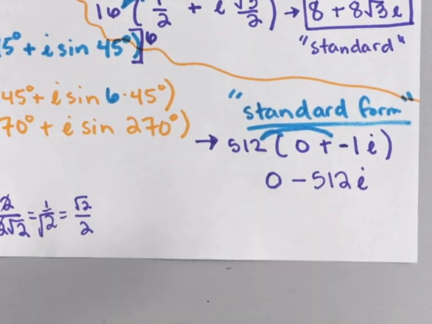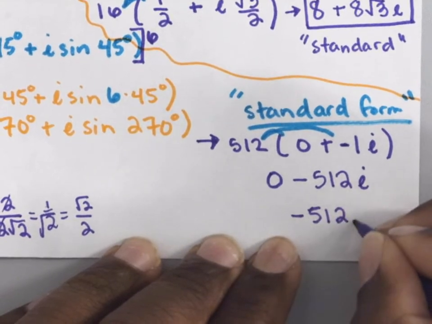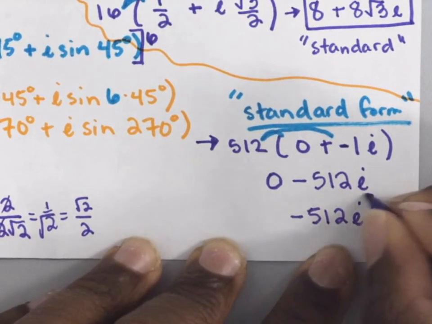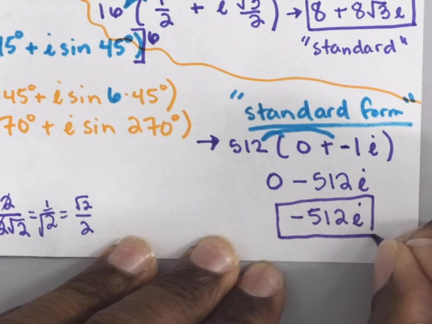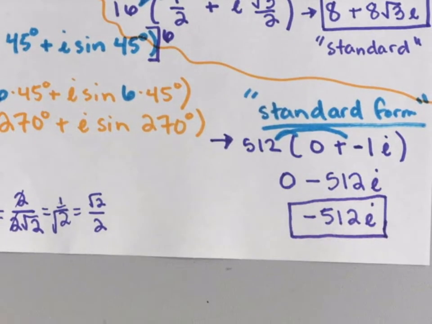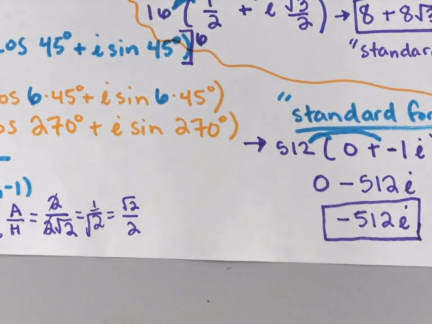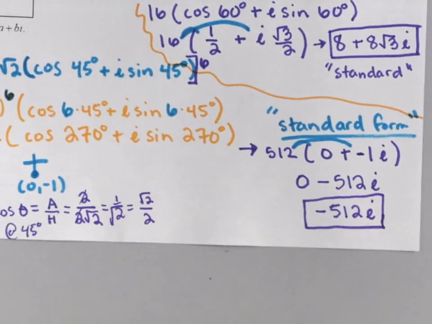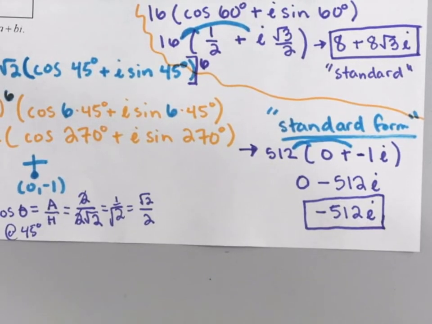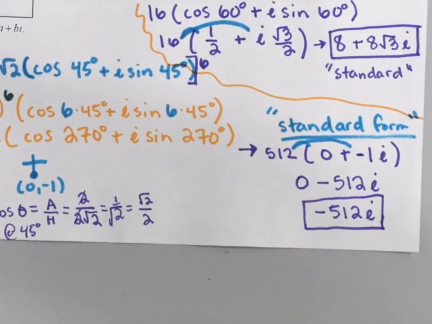So you can leave your answer like this, or you can go ahead and just write it as an imaginary number, because you don't really need the 0. 0 minus. All right, so this is my answer in polar. We just converted it to standard form. You guys have any questions? Nope.